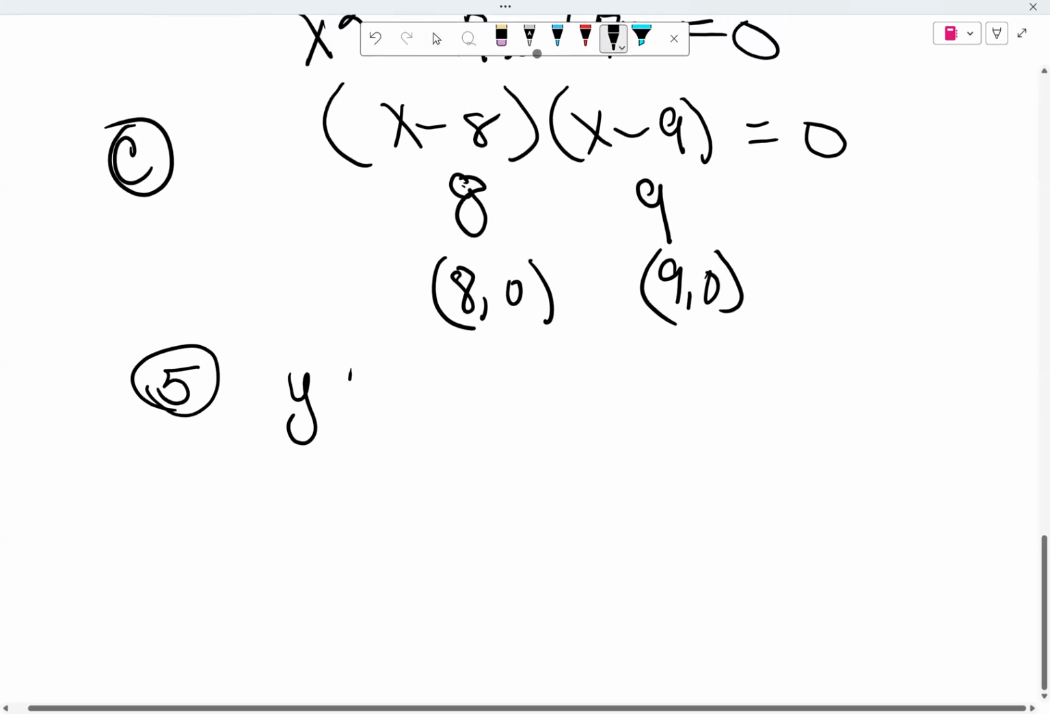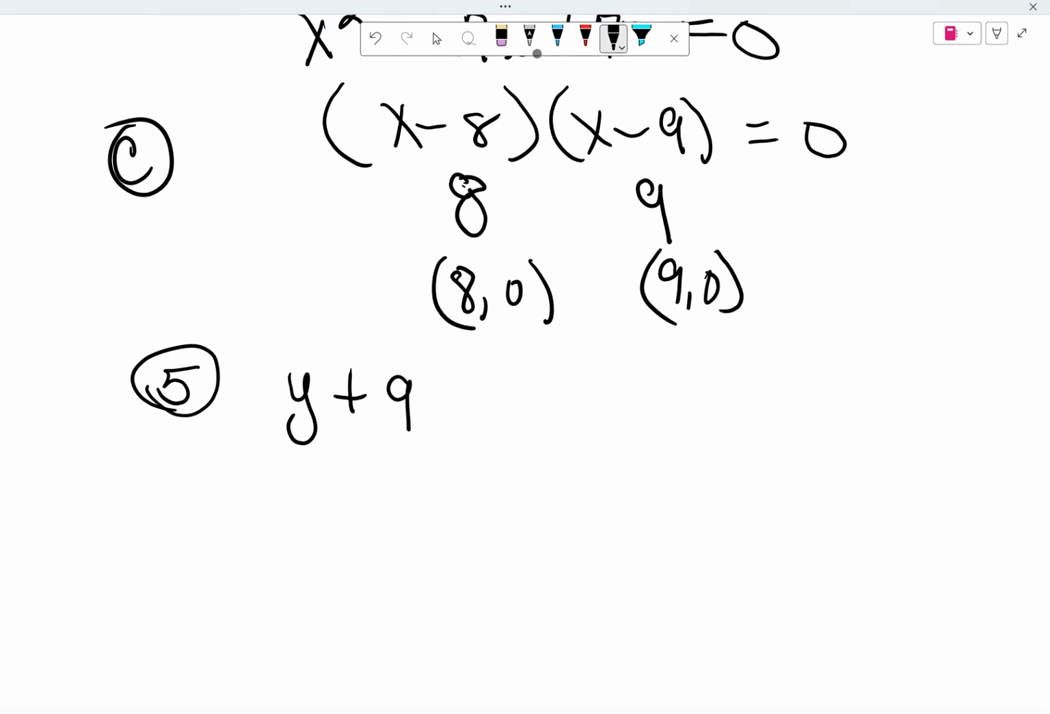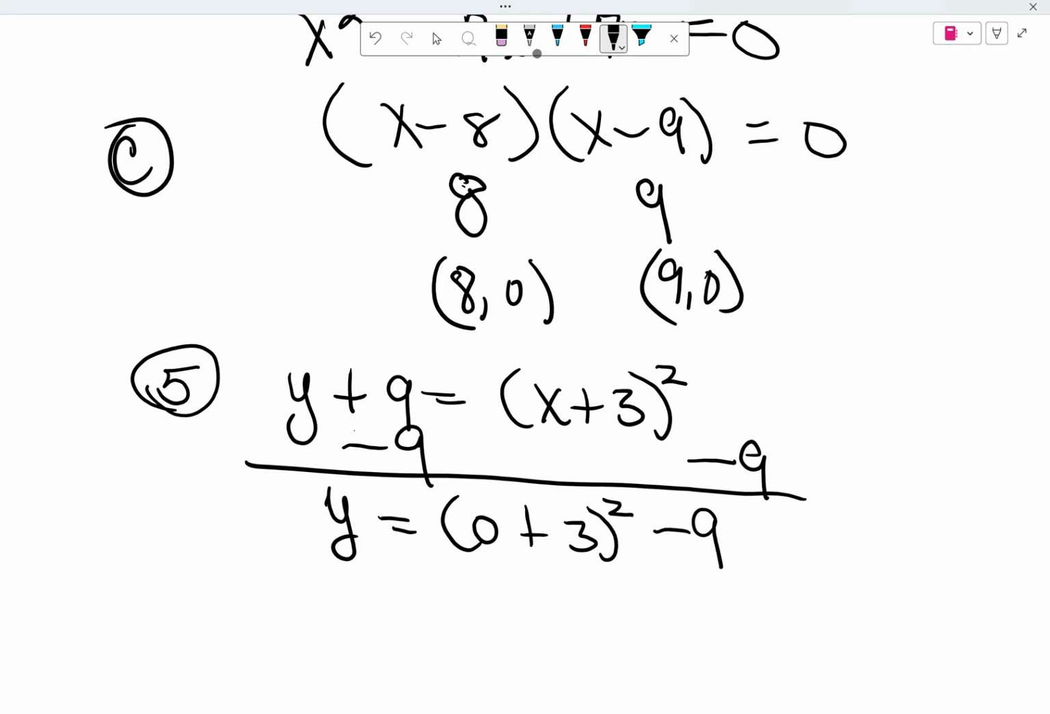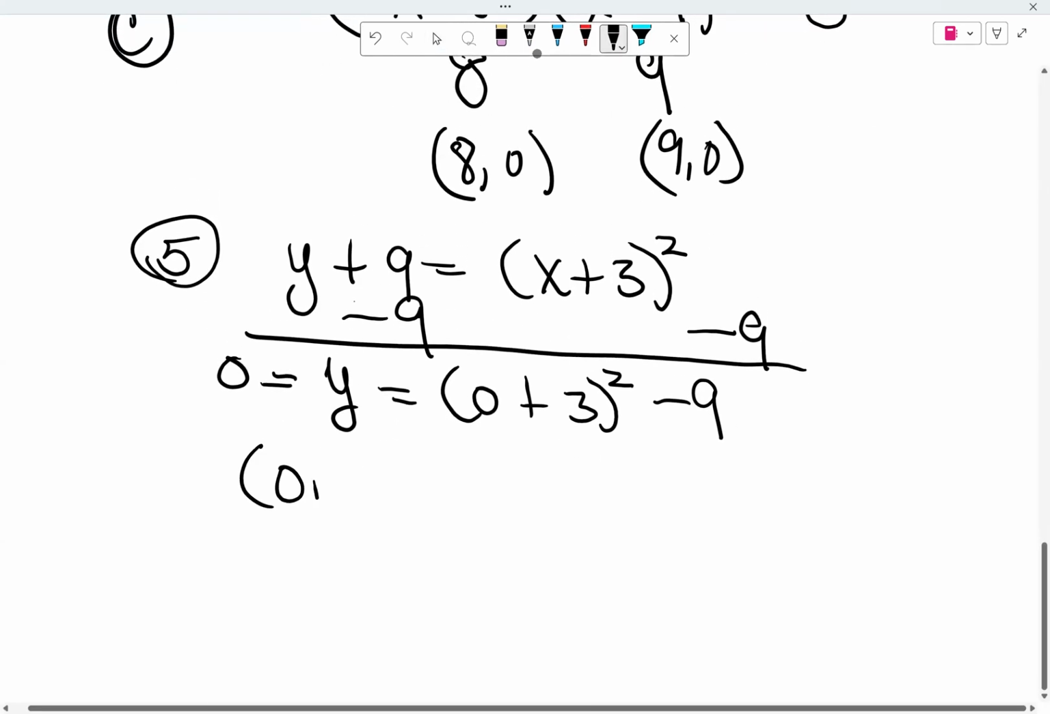On 5, it's another one where they just wrote it weird. They wrote y plus 9 is equal to x plus 3, and that is squared. The only thing you need to do here, if you want to find the y-intercept, is where x is 0, number 1. Number 2, subtract the 9 on both sides. So if I subtract 9 here and I subtract 9 here, I also will be able to solve for y equals 0 plus 3 squared minus 9, which tells me y is equal to 0. So this answer choice has to be (0, 0).